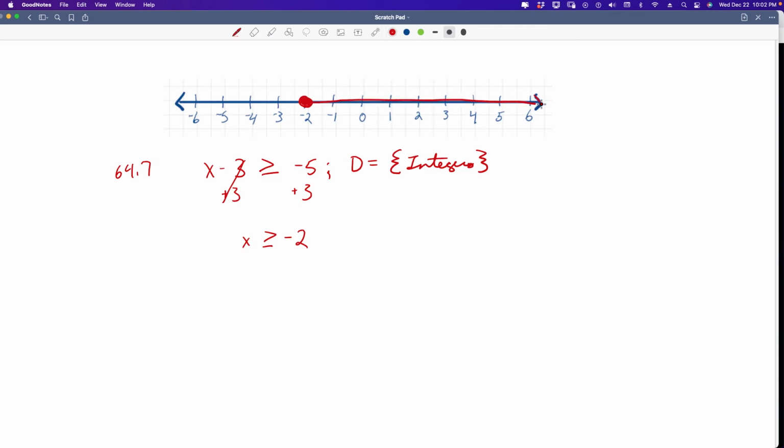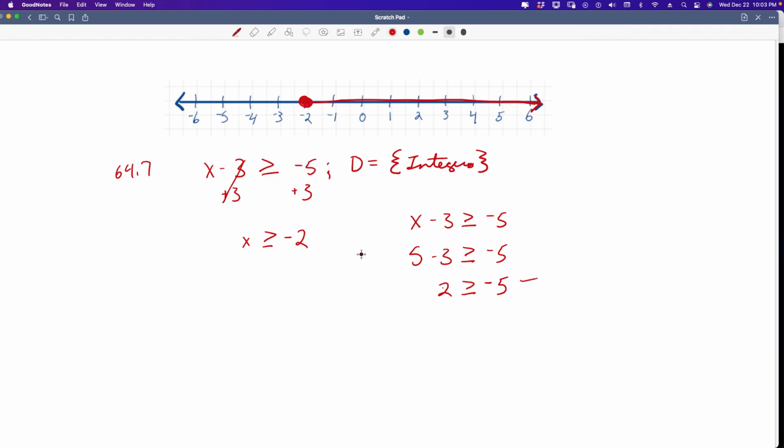Now let's pick a number on our line over here and see if that is correct. We'll sub it back into our original problem, which was x minus 3 is greater than or equal to negative 5. Let's pick positive 5 because it's over here in this set of numbers. Let's see if it works. So 5 minus 3 is 2. 2 is greater than negative 5. So that's correct.